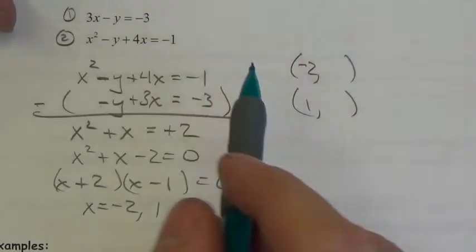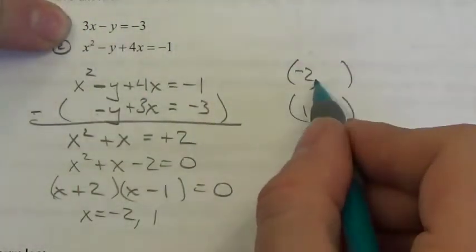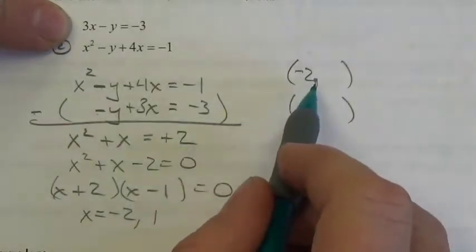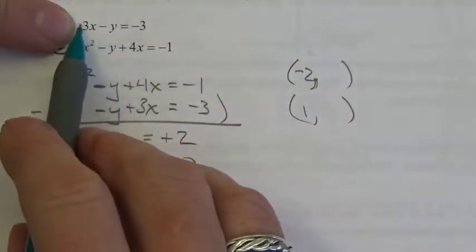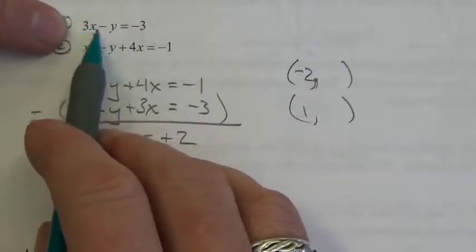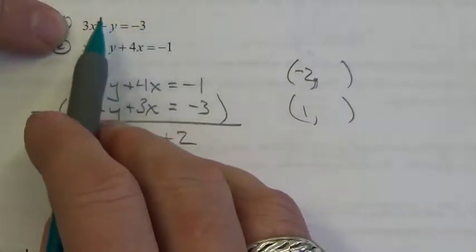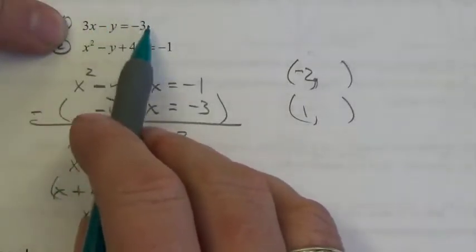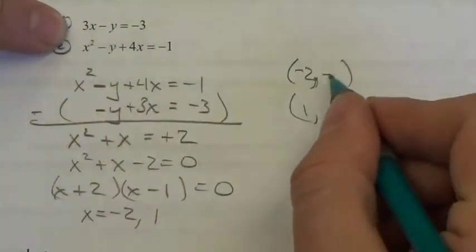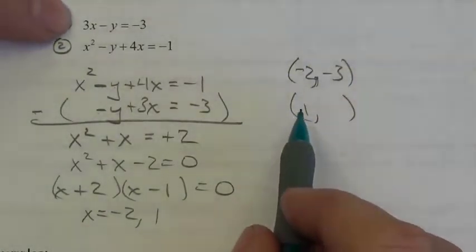Now let's go back up to the line, the linear function, to figure out what's missing here, or what the y coordinate is, I should say. If you plug negative 2 in for x, 3 times negative 2 is going to be negative 6. Let's add 6 to both sides. So I'm going to get negative y is equal to 3. So y is equal to negative 3. Perfect.